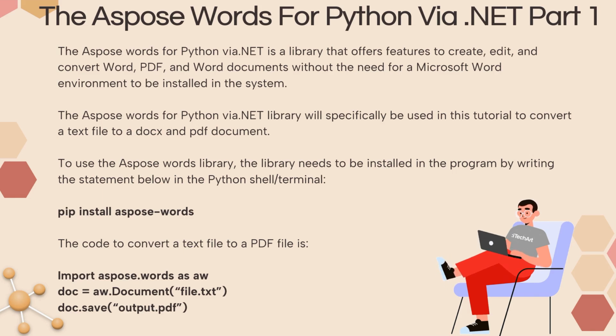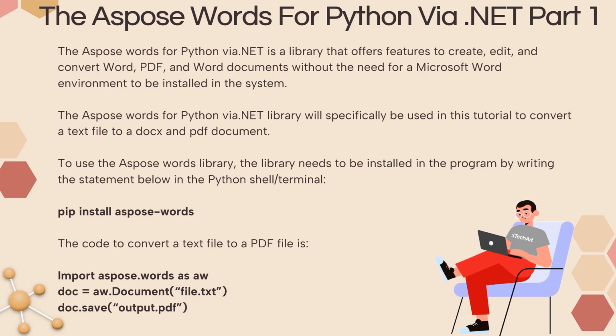The Aspose.words for Python via .NET is a library that offers features to create, edit, and convert Word and PDF documents without the need for a Microsoft Word environment to be installed in the system. So in simple terms, it just means that the Aspose.words library makes things really easy for you to be able to download text files or Word documents into the form of .docs or .pdf.